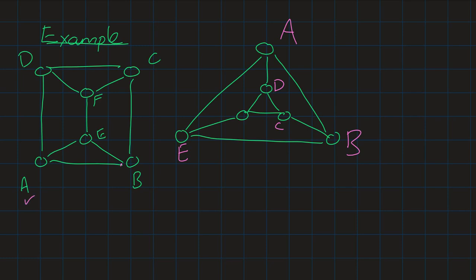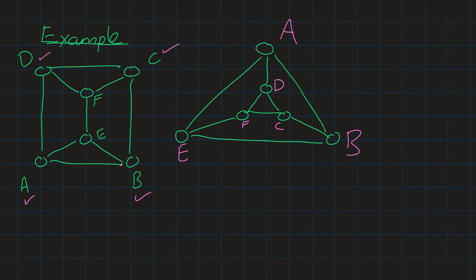Okay, so that's A and B done. Let's look at C. So on the left, C is connected to B, D, and F. And on the right, C is connected to B, D. So the last thing it needs to be is an F here. Okay, I shouldn't stop. I should check that everything makes sense. So on the left, D is connected to C, A, F. And on the right, D is connected to C, A, F.